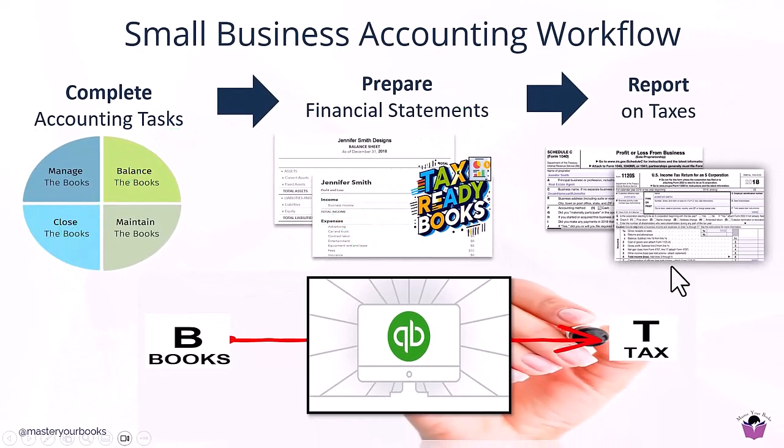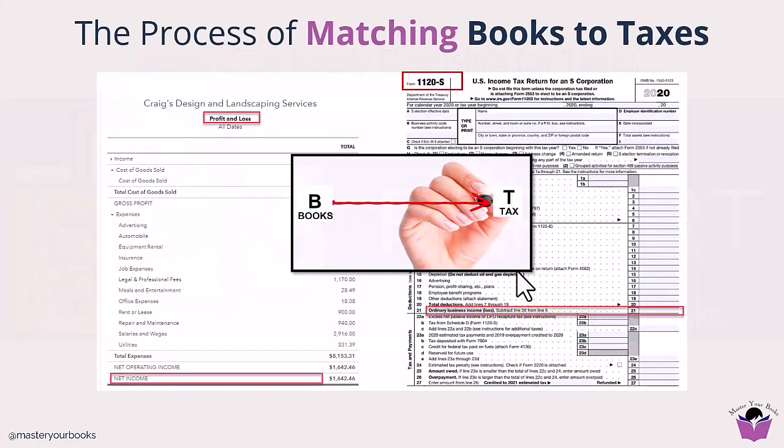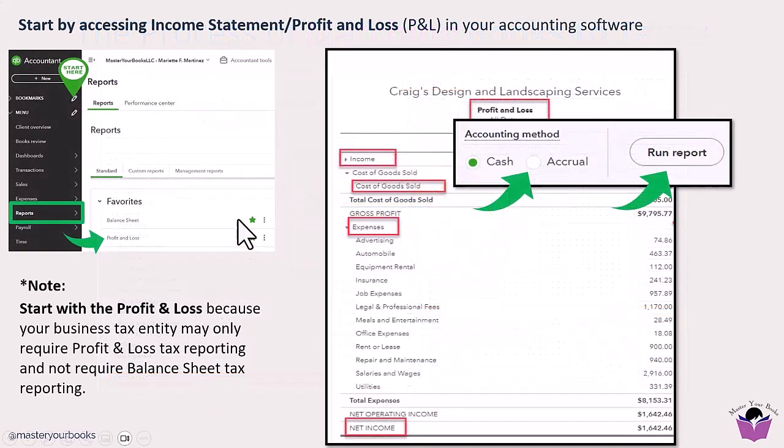But we have one more step to the small business accounting workflow, and that's report on your taxes. Now, this step is not only for the tax professional that is helping small business owners report on their taxes, it's for all business owners because we need to know how we move the numbers from the books to the taxes. So let's do step 3, report tax-ready financials for taxes. And this process is called the process of matching books to taxes. What you're going to do first is you're going to find the reports inside of your accounting software, in this case, QuickBooks Online. You look for the reports area and you can start with your profit and loss.